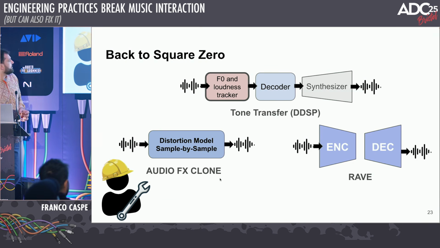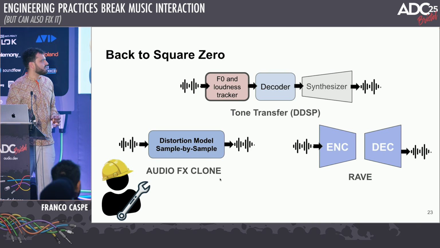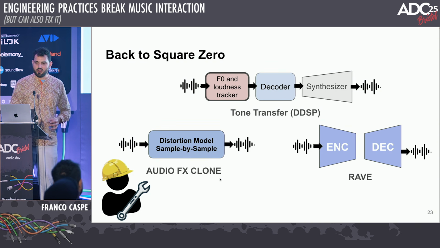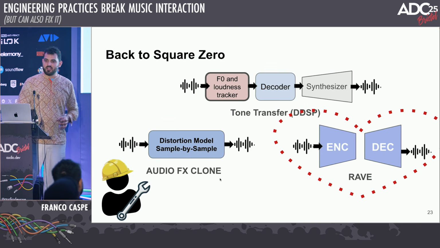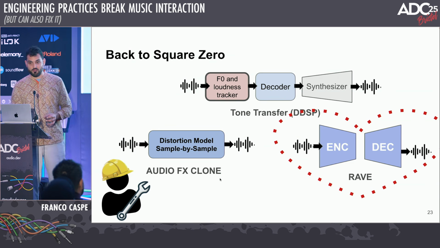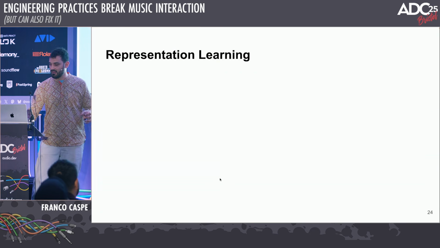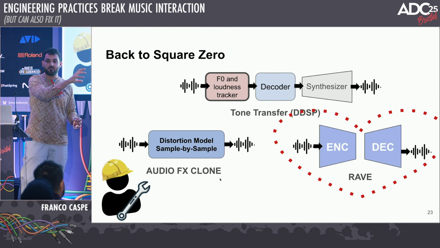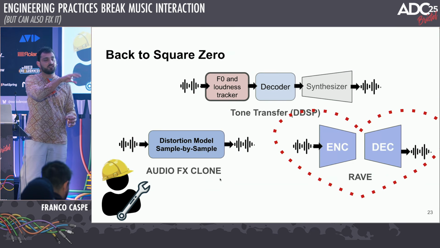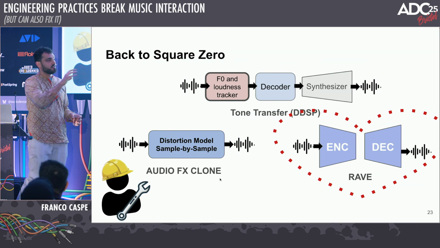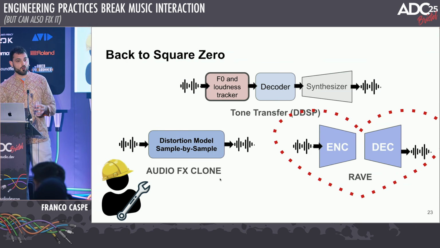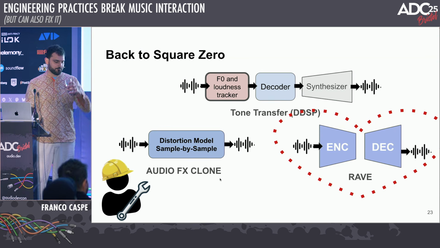So back to square zero, again, engineering, trying to find one of these architectures to use, and we have RAVE, that many of you probably know. So RAVE is this architecture that again learns a representation. It doesn't have a fixed representation. It learns a representation in the encoder, and then it learns to generate audio from that representation with the decoder.